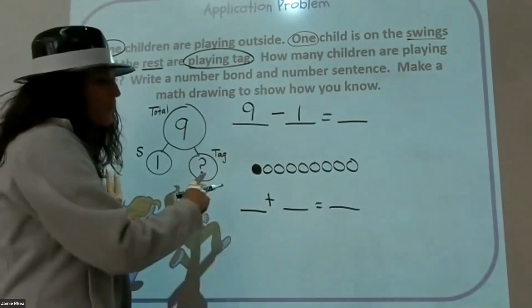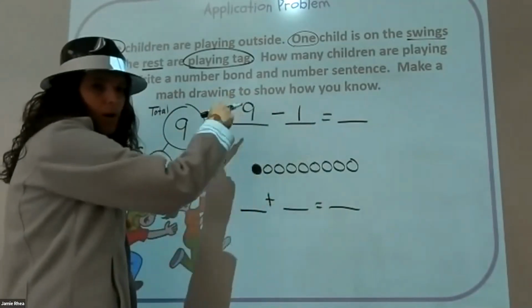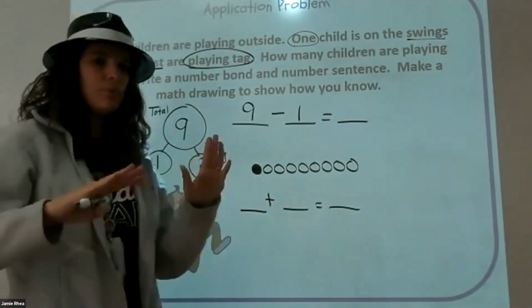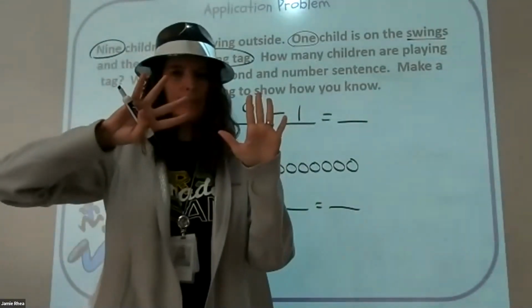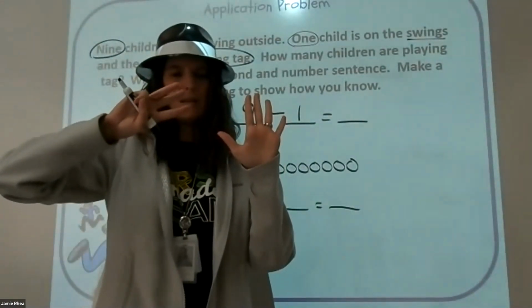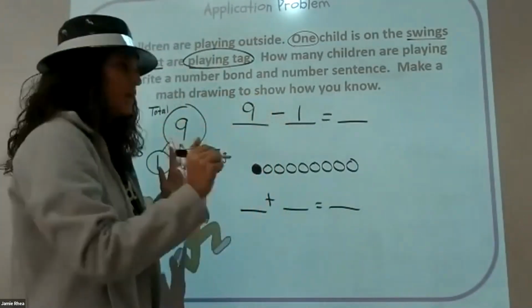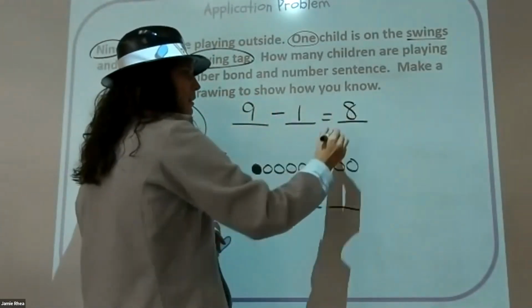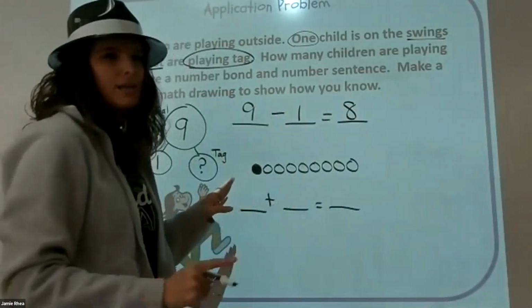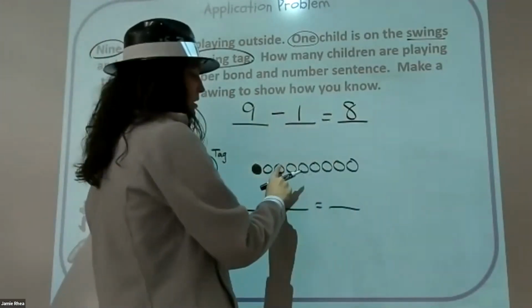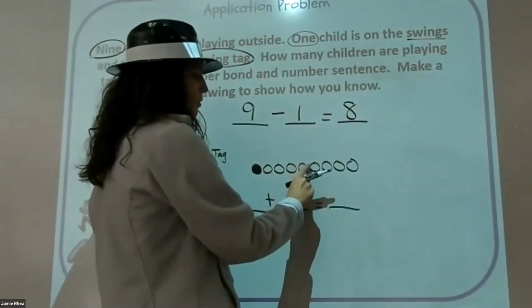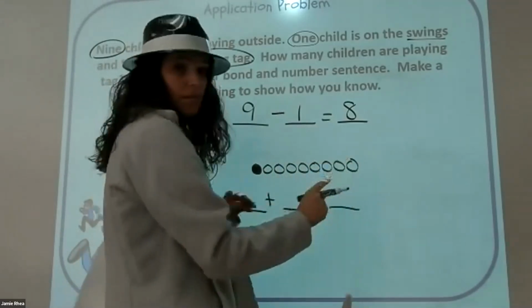Now, I have a picture here that can help me, or I can count back in my head. So I can put 9 here and count back. Ready? 9, 8. Ooh, that was quick. That was pretty efficient. If I didn't know that, I could still count how many I have here. Ready? 1, 2, 3, 4, 5, 6, 7, 8.